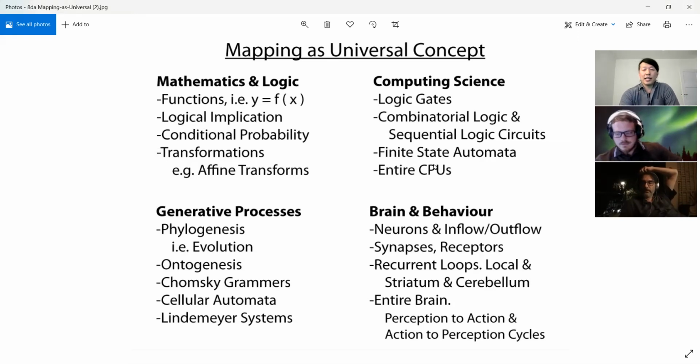Now, if you think about the brain and behavior, neurons are also mappings. They map a signal from the dendrites into an output.